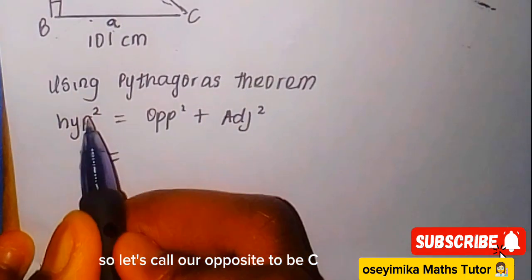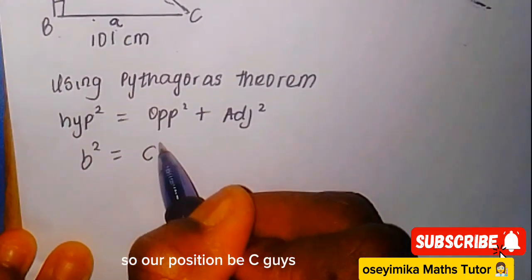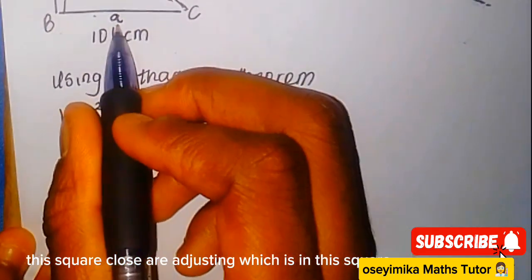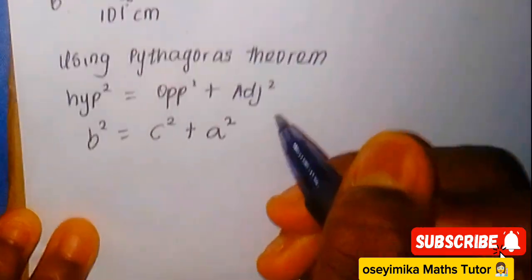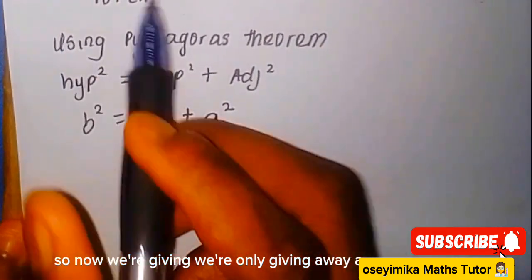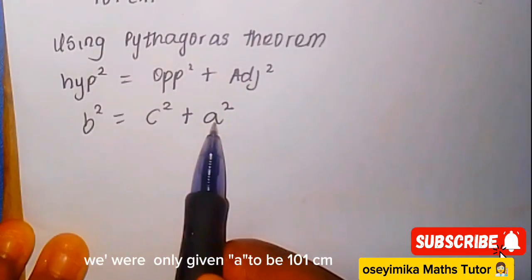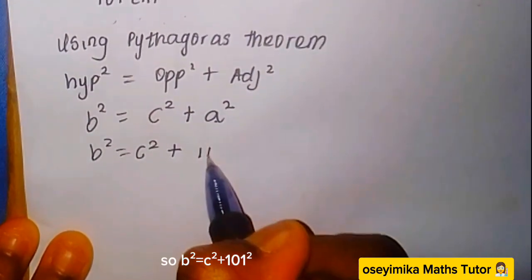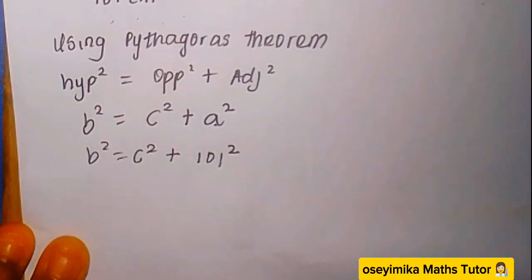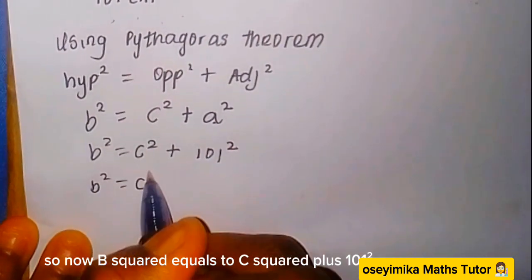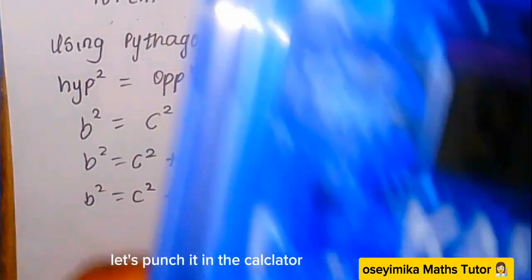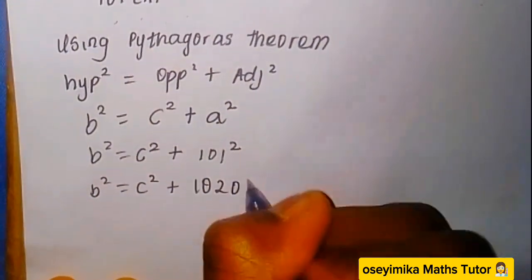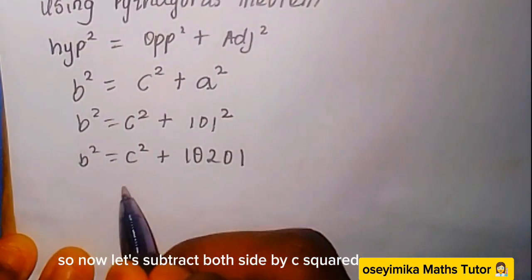So let's call our opposite C. So our opposite is C, that is C squared, plus adjacent, which is A. We're given only A to be 1. So B squared equals C squared plus 1 squared. Let's punch it in our calculator. 1 squared equals 10,201. Now let's subtract both sides by C squared.